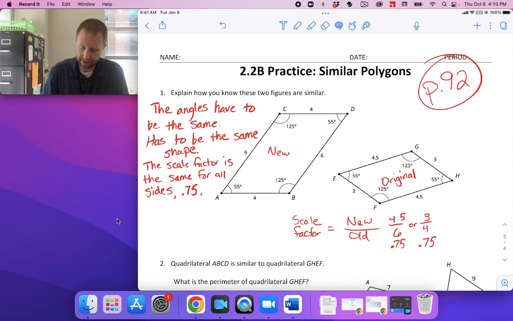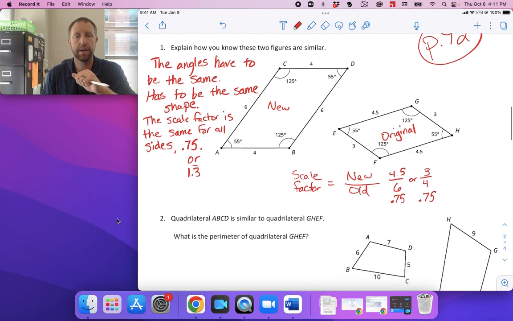But in that case, I'll put "or" here, just for the scale factor part. Or 4 over 3 is the same thing as 1.3 repeating. Okay. If you thought it was this way, the way I have it written out now, where the original shape is the smaller one. Okay. All right. Enough with that one. Let's go on to number 2.